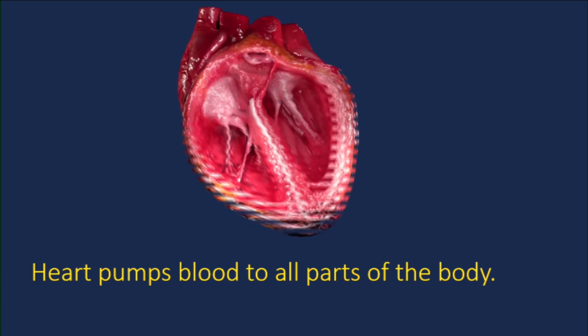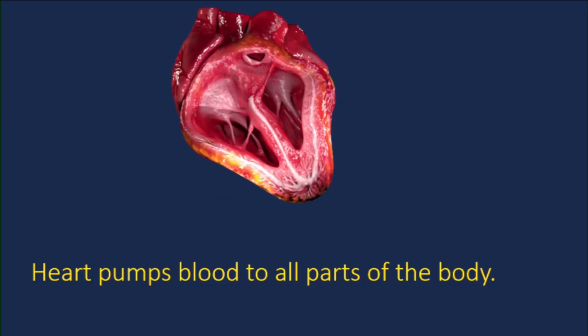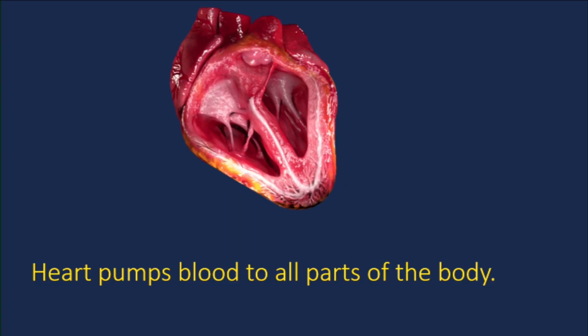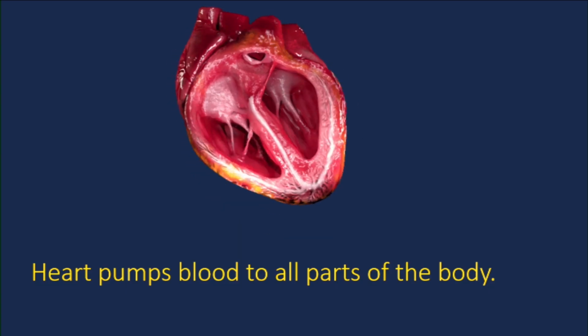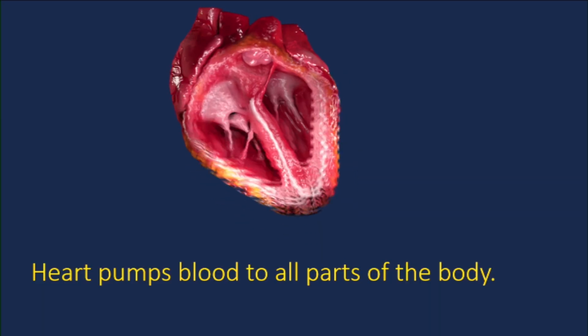Hey children, to know the answers of Hasita's questions, let us study about the circulatory system. The heart, blood and blood vessels together make the circulatory system. This is our heart. The heart pumps blood to all parts of the body. The heart is present in between the lungs in the chest region. 2/3 of the heart is towards the left side of the chest and 1/3 is on the right side.